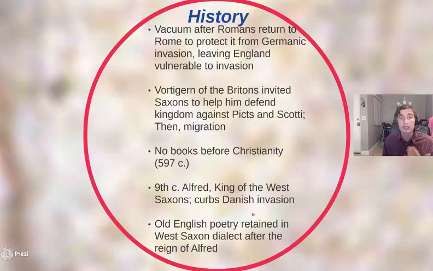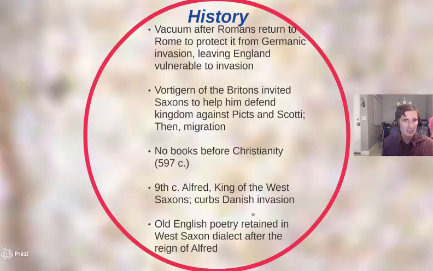So the Saxons come over and they help them fight, and then basically the Saxons are like, you know what, this is a pretty nice place. We think we'll stay here. And they do. And so they take control of England during this time. And eventually, in things like 597 Common Era, they adopt Christianity, and then that's where books come from.